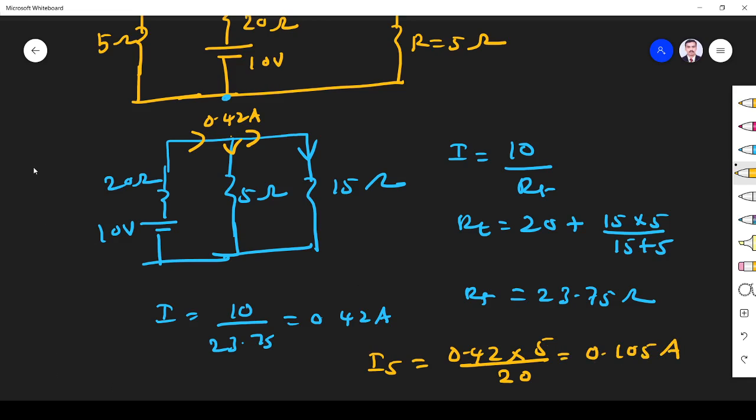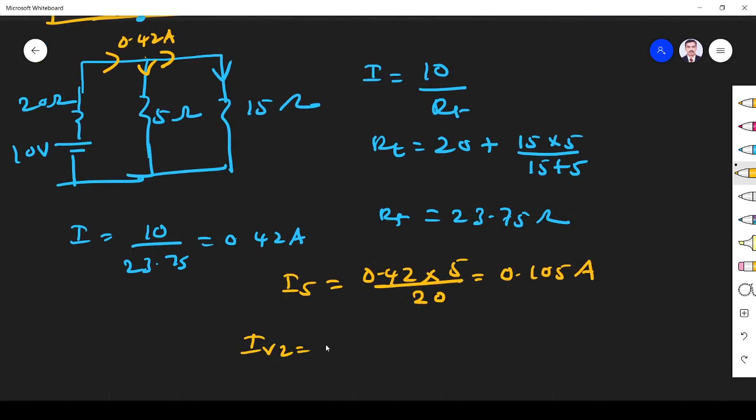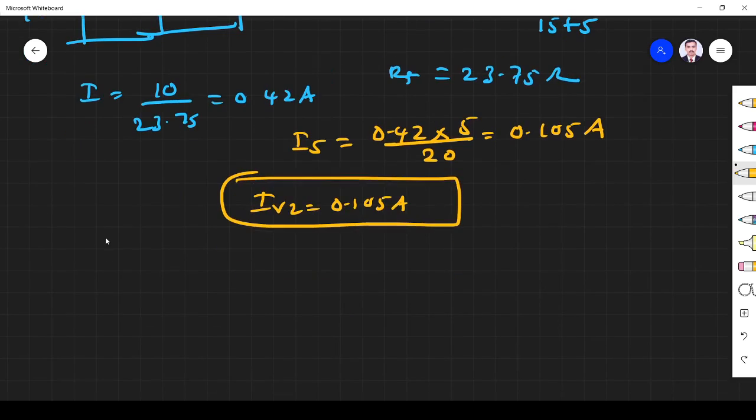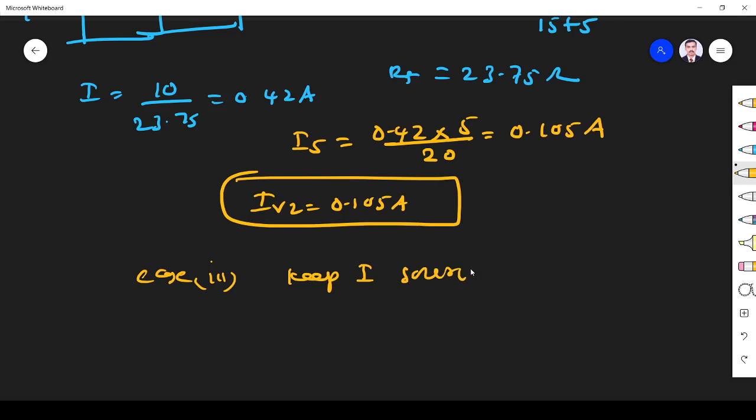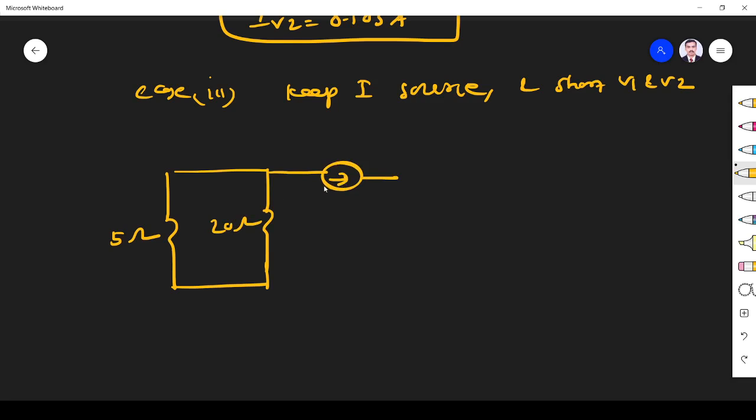So the current due to V2 is, this is the V2 source, right? So I due to V2 is 0.105 ampere. Now we find the current due to case 3. We keep the current source, keep the I source and short V1 and V2. So the circuit becomes like this: short V1, short V2. So this is 5 ohm, this is 20 ohm. Keep the current source as it is, right?